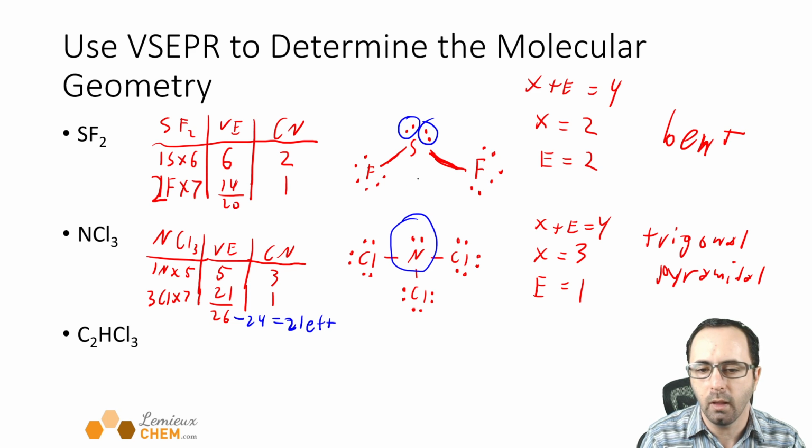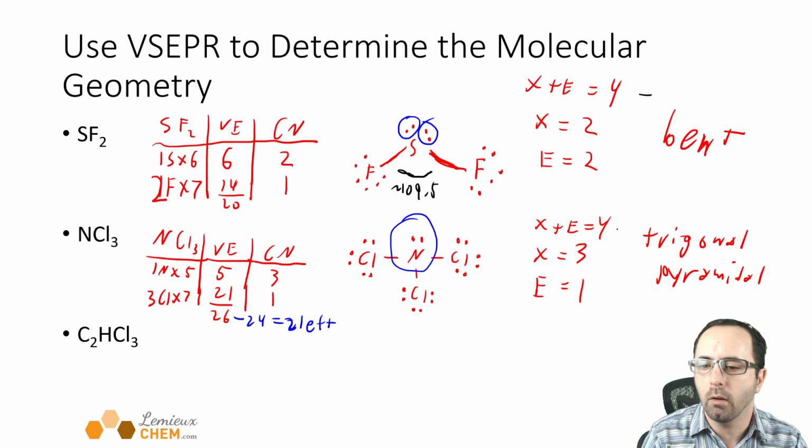And also we could label the bond angles here. Bond angles here is about 109.5 because X plus E is 4. Here also X plus E is 4, and so bond angles are about 109.5 degrees.